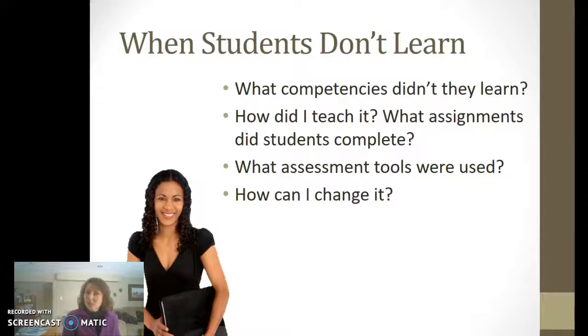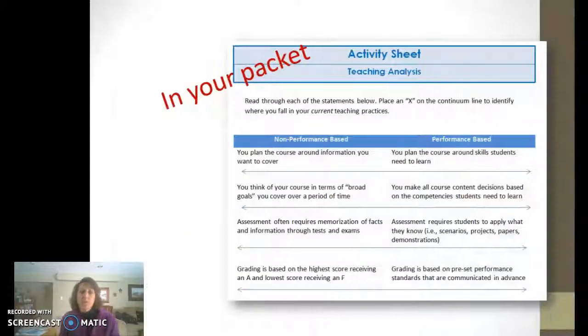What assessment tools, right? The how of the assessment. What tools were used? Maybe it wasn't the right tool. Maybe I gave them role play and I should have given them an exam or something. I don't know. Right? And then how can I change it? If my students didn't learn, if they didn't achieve what I thought they were going to achieve, then let's make some changes. Let's figure out where the misalignment happened and how can we change it to better align the expectations and the outcomes for the students.